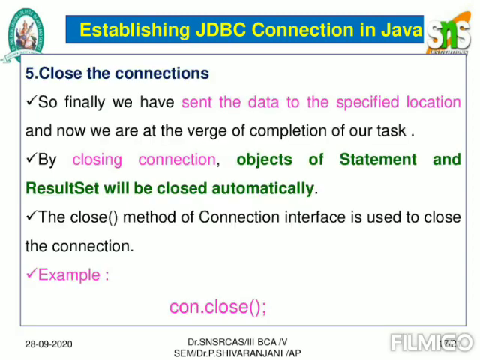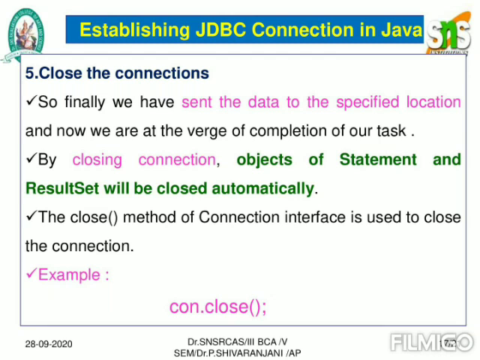The next one is closing the connection. Once the data has been sent to the specified location, the task has come to completion. By using the close connection command, the objects of the statement and the result sets will be closed automatically. By using a method called the close method, you can close the connections. This example shows how the close command works. Now I'm using the connection object as con.close. It means that the connection has been closed.